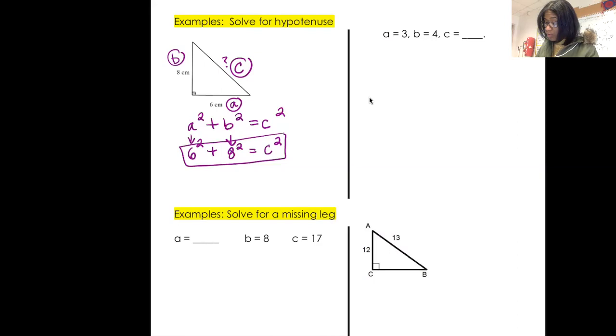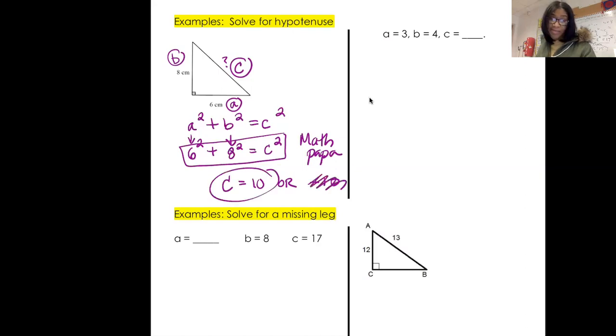We're gonna put this into Math Papa, and it's going to give us an answer for c. It's going to say c equals 10 or negative 10. Now we're doing dimensions here. We're looking for length. Length can't be negative, not in this dimension. So our answer is just going to be c equals 10, okay?